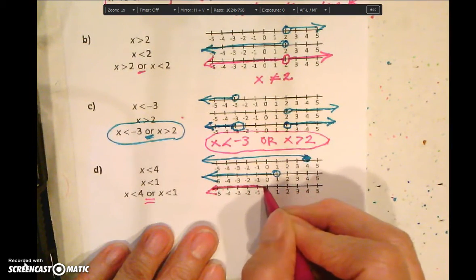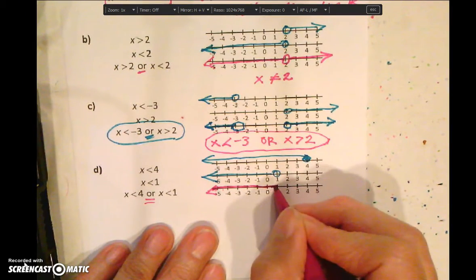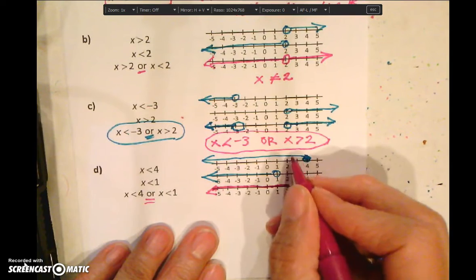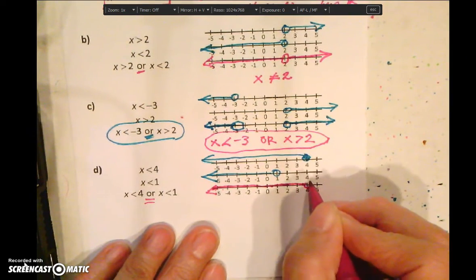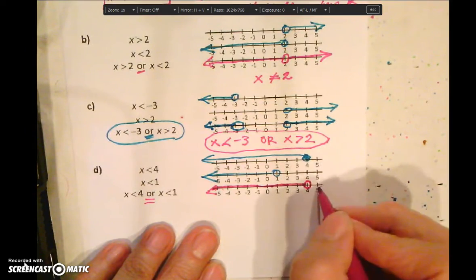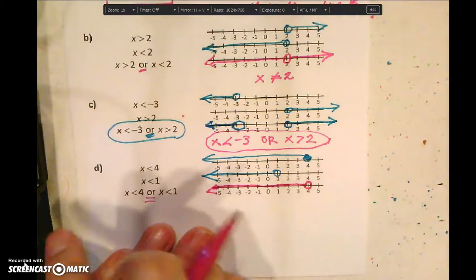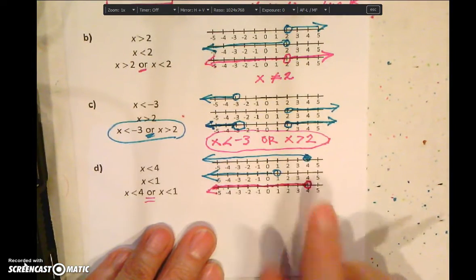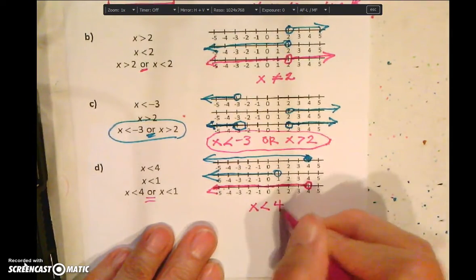So all of these, when I get to the 1, it's covered in the top one, so I go over it. And these are up here, so these are all there. And then this was an open dot right there. And then nothing. There's nothing to add into it right there. So with my or, I get an answer that looks like this, which would be x is less than 4 for my answer.